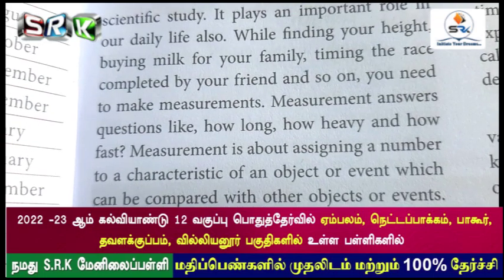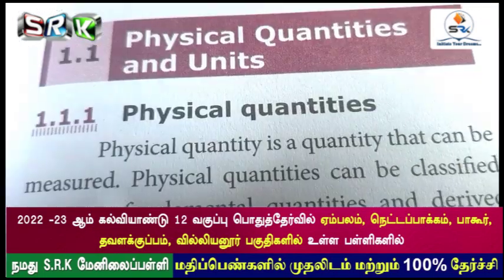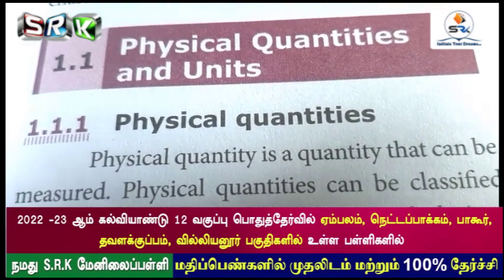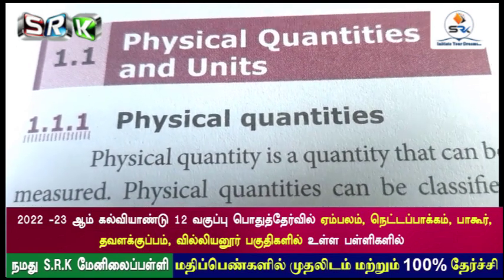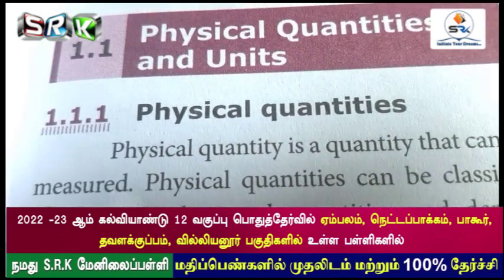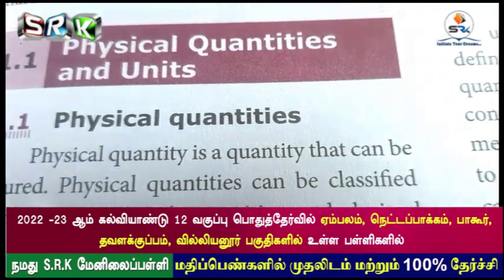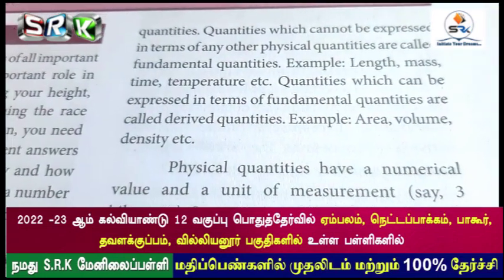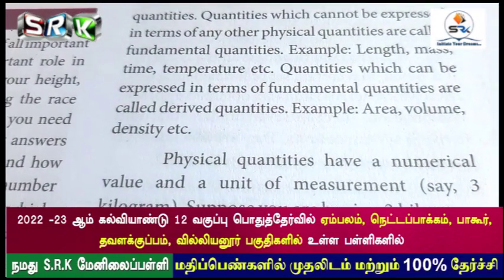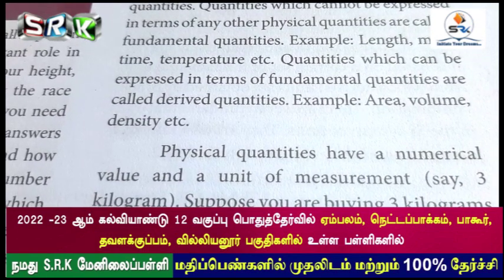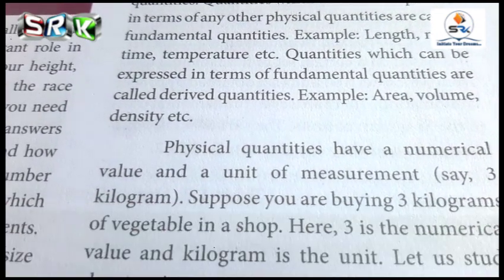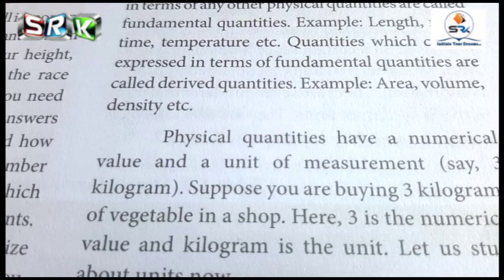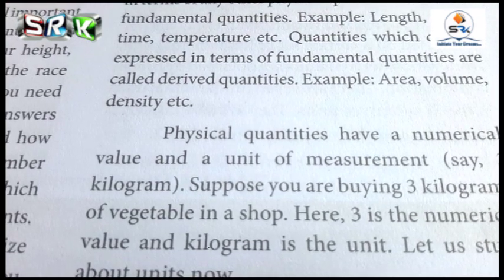Now we are going to move on to the next topic. So stay tuned. So physical quantities and units. Physical quantity is a quantity that can be measured. Physical quantities can be classified into two, that is fundamental and derived quantities. Quantities which cannot be expressed in terms of any other physical quantities are called fundamental quantities, like length, mass, temperature, etc. Quantities which can be expressed in terms of fundamental quantities are called derived quantities.